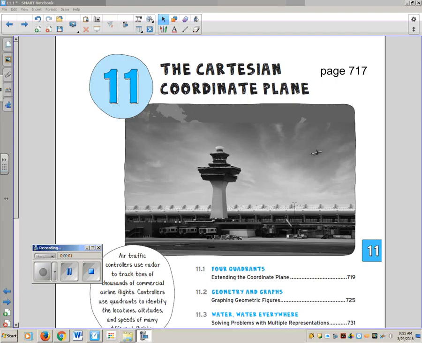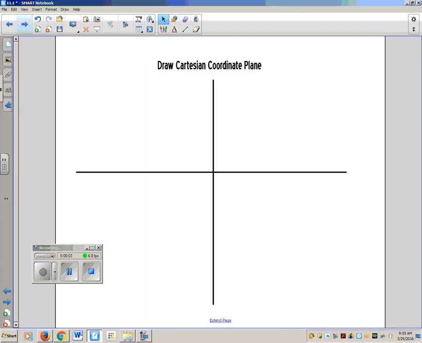Chapter 11, page 717. In your notebook, draw a coordinate plane. Yes, take up the whole page. Label the quadrants with the Roman numerals.